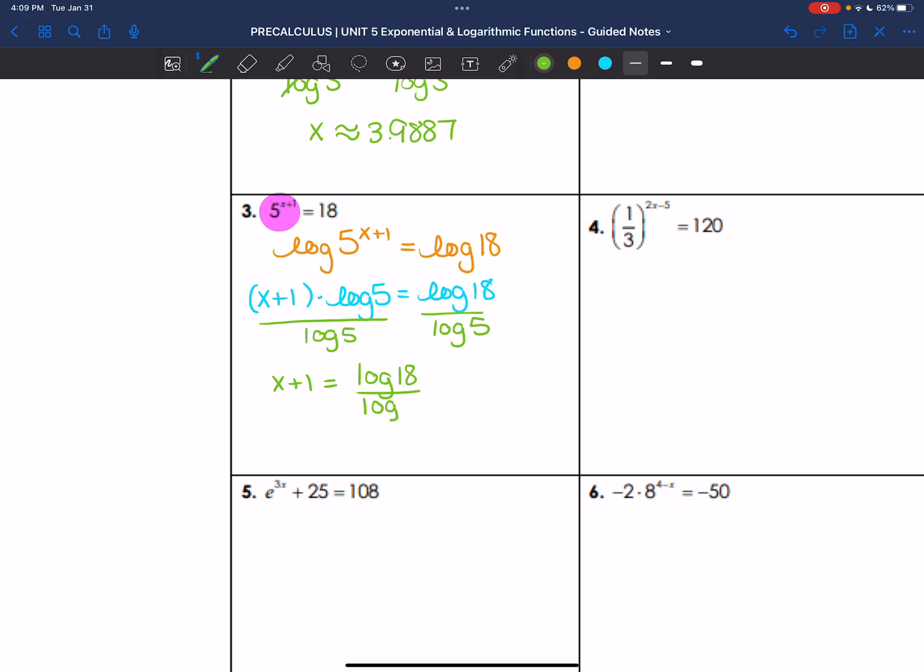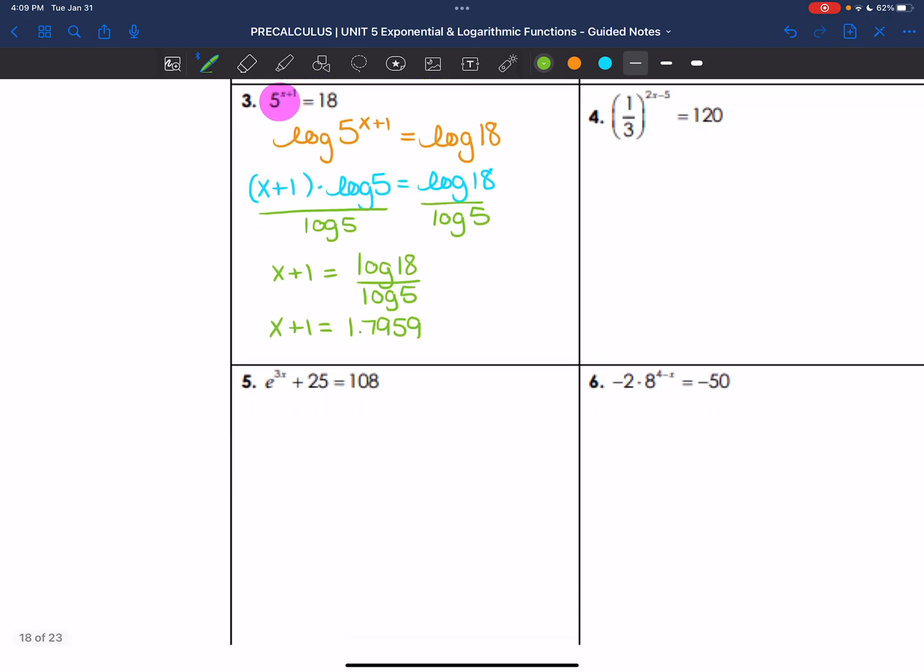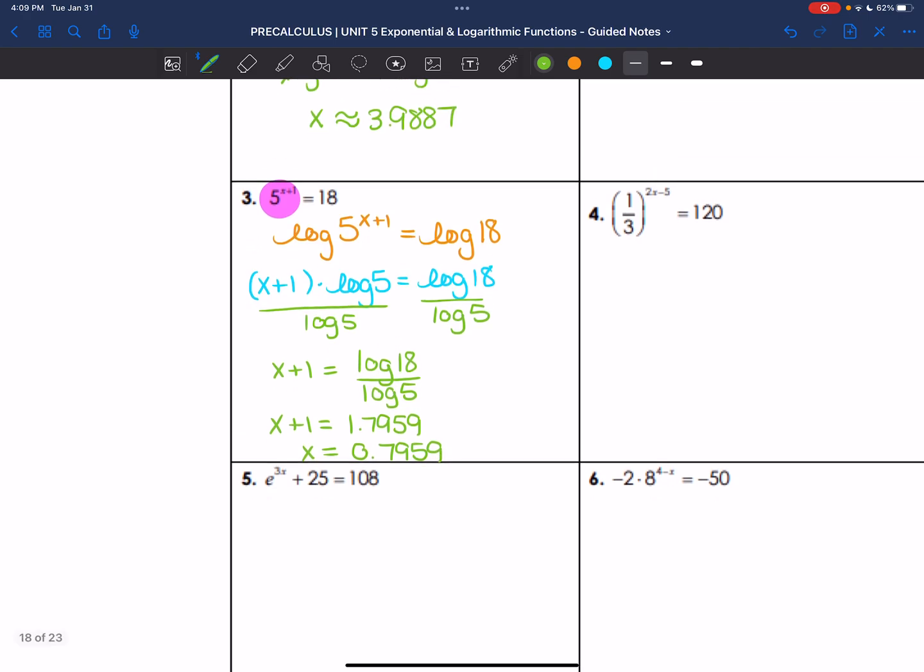over log 5. Now that is about, we're going to have to round here, right? That's 1.7959. So when I finish this off and subtract 1 from each side, I'll have 0.7959. And there we have it. That would be our answer.